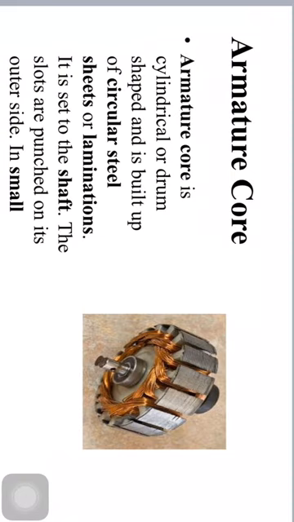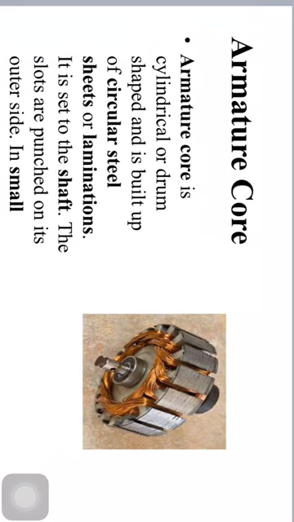In small machines or motors, the armature slots are set directly to the shaft, and these laminations are used for cooling the armature and to reduce eddy current losses and voltage drops. The circular stampings or slots are cut out in one piece.